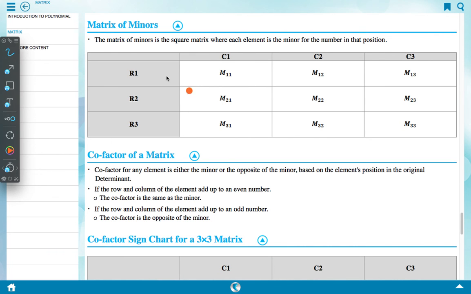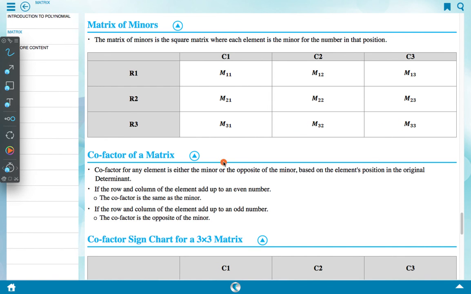Matrix of minor. Here, the matrix of minor is the square matrix where each element is the minor for the number in that position. Here, C1, C2, C3, R1, R2, R3. Here comes M11, M12, M13, M21, M22, M23, M31, M32, M33.